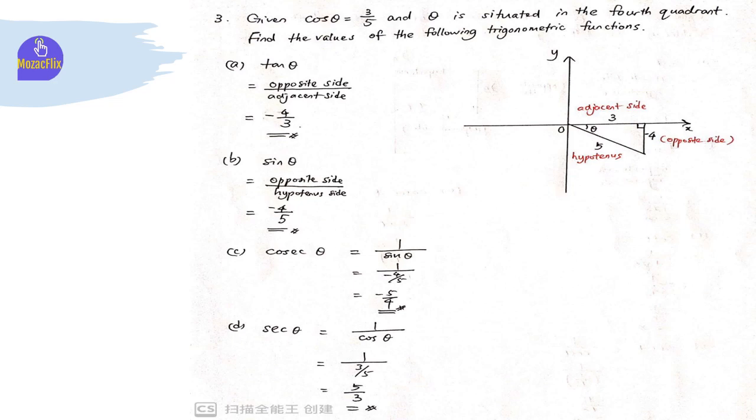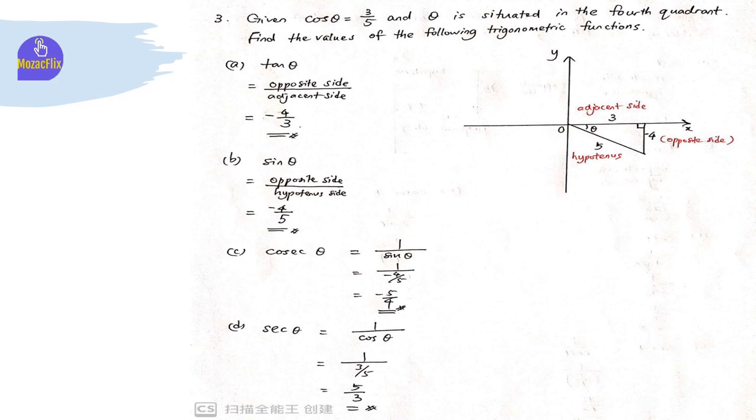The first question is to find tangent theta. As you know, tangent theta equals opposite side over adjacent side, so it equals negative 4 over 3. For part B, sin theta equals opposite side over the hypotenuse, so it equals negative 4 over 5. For part C, cosecant theta equals 1 over sin theta, so it equals 1 over negative 4 over 5, which equals negative 5 over 4.